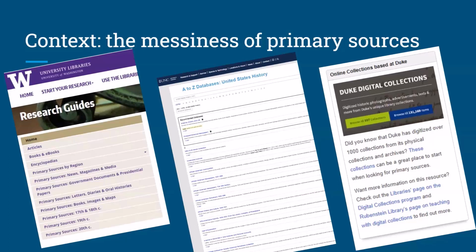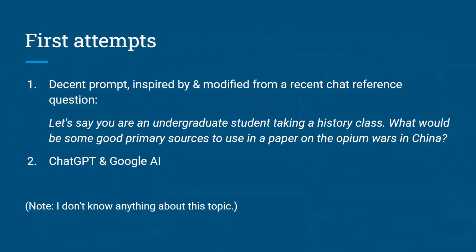So when AI came around, or some of the recent technologies, it had me wondering, could it help us? Could it help us do this a little better? So I started with a decent prompt, which we are hearing is important. And this was inspired by and modified from a recent chat interaction we had with one of our undergraduate students. So the prompt I used was, let's say you are an undergraduate student taking a history class. What would be some good primary sources to use in a paper on the Opium Wars in China?